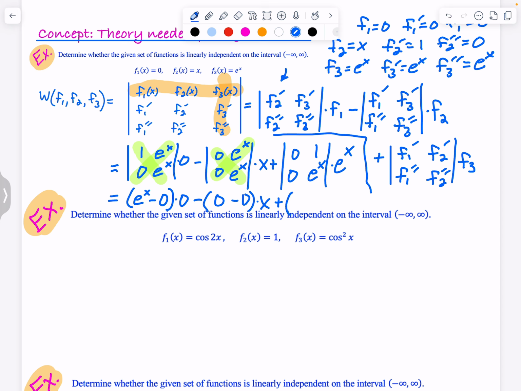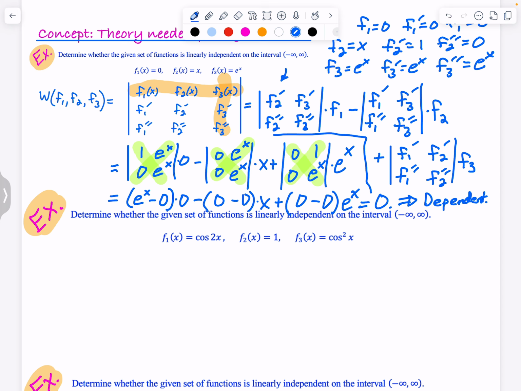And then plus this last one is going to be 0 times e to the x, which is 0, minus 1 times 0 is 0. And all that's times e to the x. Well, all of that is 0. So since that is 0, that means they are linearly dependent, because it was 0.